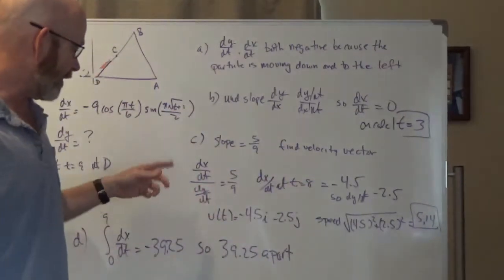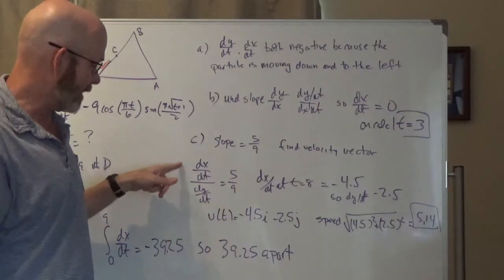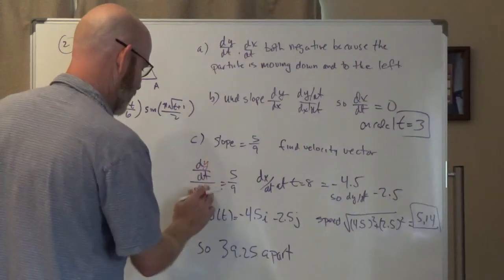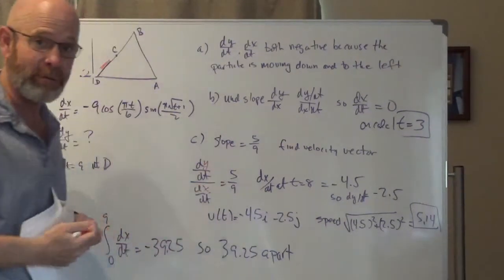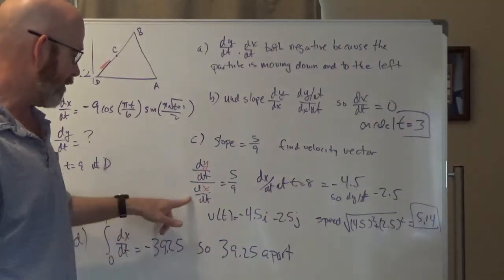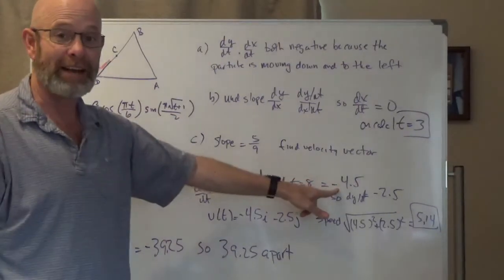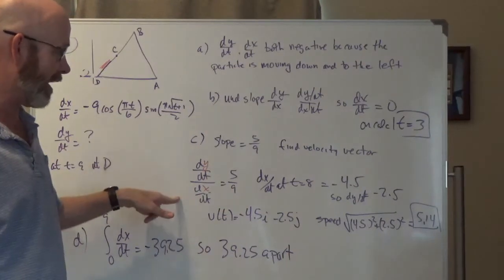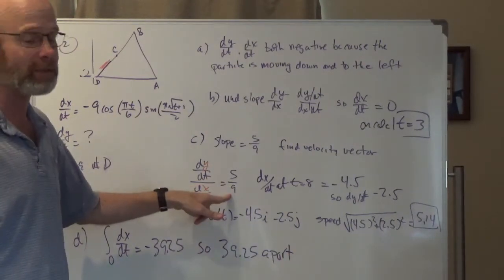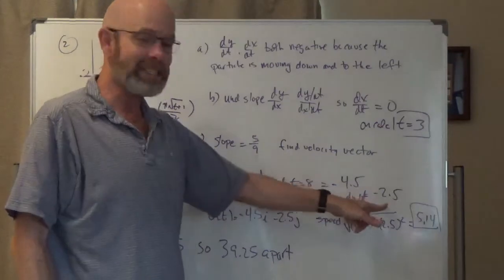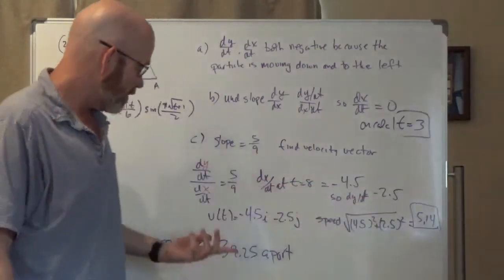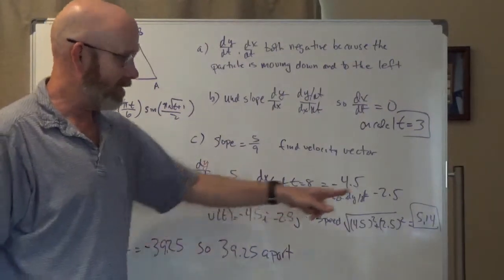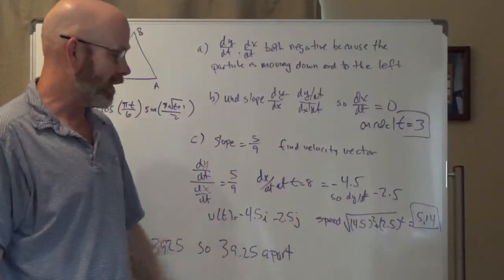So now I also know that the slope is 5/9, right? So that means dy/dt over dx/dt has to equal that 5/9. But I know that dx/dt is negative 4.5. I didn't show you the work, it's just a little equation, right? It's this over negative 4.5 has to equal 5/9, which means dy/dt has to be negative 2.5. So my velocity vector is x prime, negative 4.5 i, y prime, negative 2.5 j.